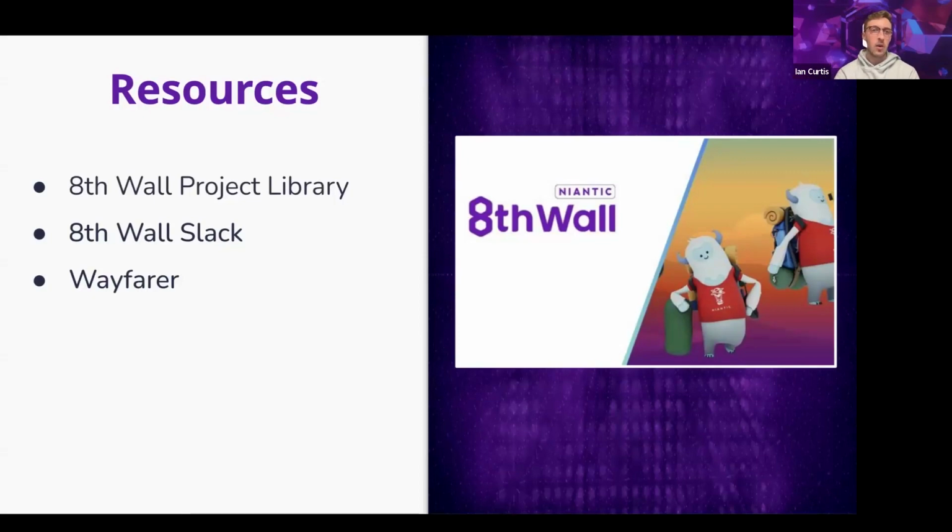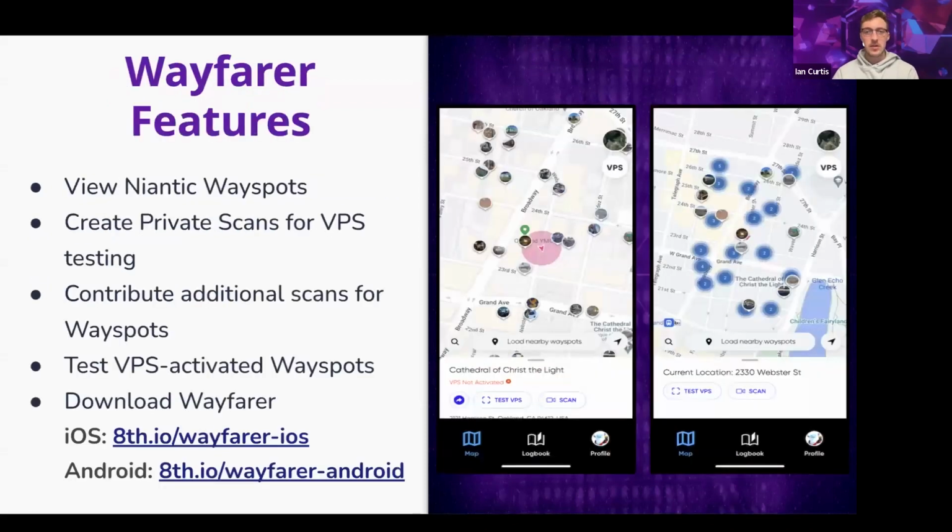And then the Wayfarer app and documentation we have on 8thwall.com will help you showcase how to scan and create wayspots of your own. So some of the Wayfarer features are that you can create a private scan for VPS testing, like I stated before, some of the ones that I did in my living room. And what's really cool is you can contribute additional scans for current public wayspots or create wayspots of your own. And then you can download this app on iOS or Android.